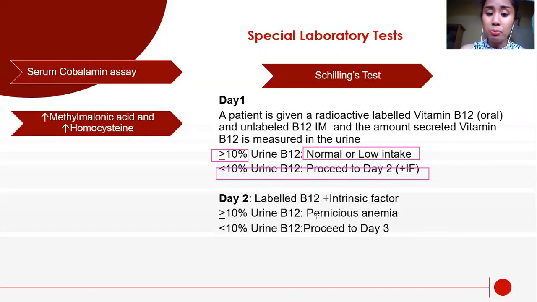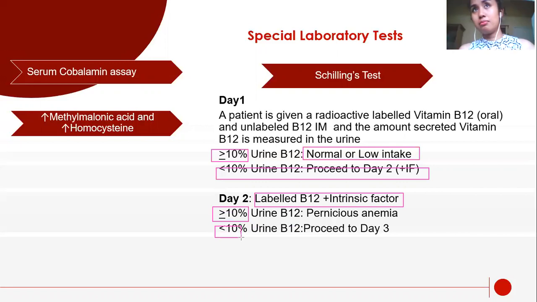So on day 2, same procedure: labeled B12 plus intrinsic factor, then after 1 hour, give them unlabeled vitamin B12 intramuscularly. So if the excretion of vitamin B12 increases, it's pernicious anemia. That means there is a malabsorption caused by pernicious anemia. But if it's still less than 10%, proceed to day 3.